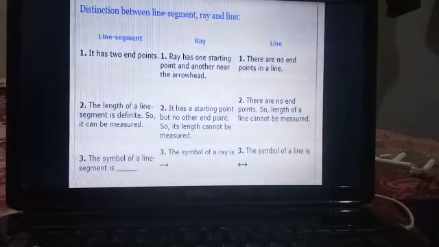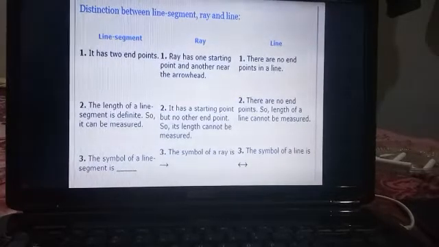Means it extends infinitely in both directions. Property number 2 of the line segment is that the length of a line segment is definite. Means it has definite length because it is a part or a portion of a line. So it can be measured. In a ray, it has a starting point but no other end point, so its length cannot be measured because it has unlimited length extended infinitely in one direction, so we cannot measure the ray.